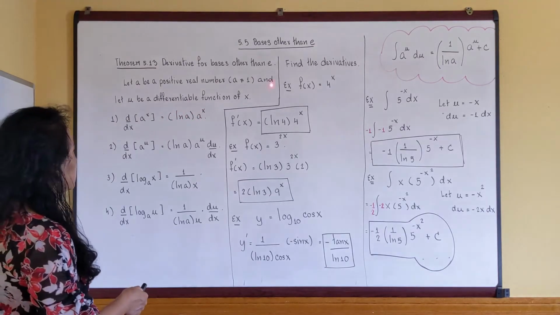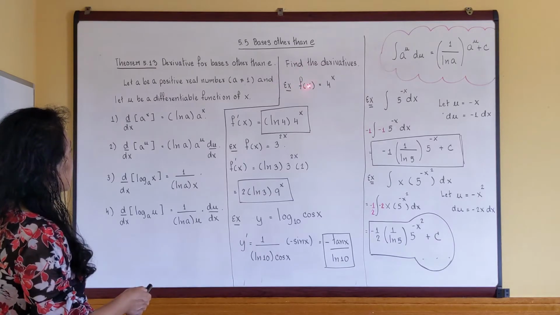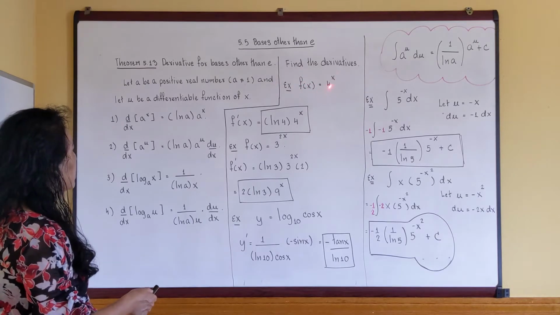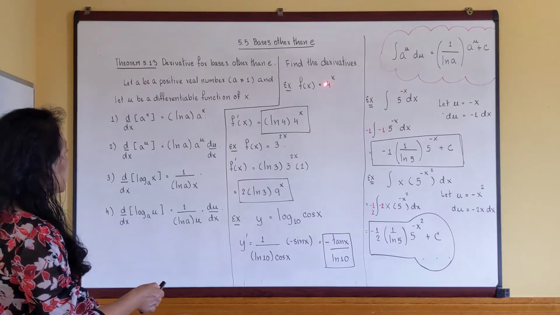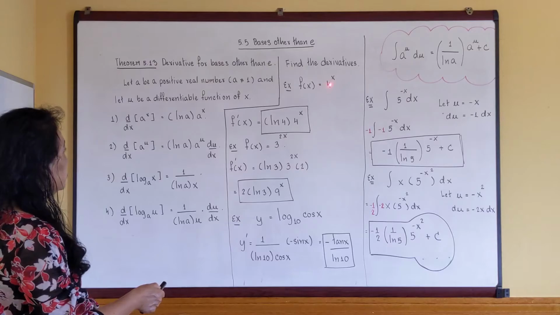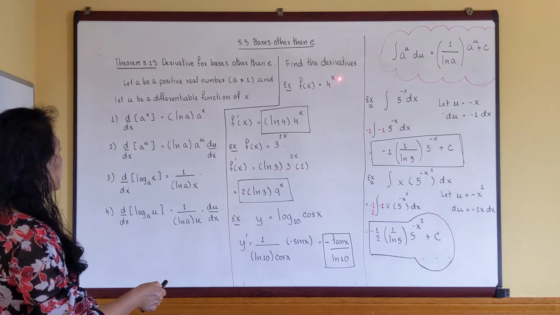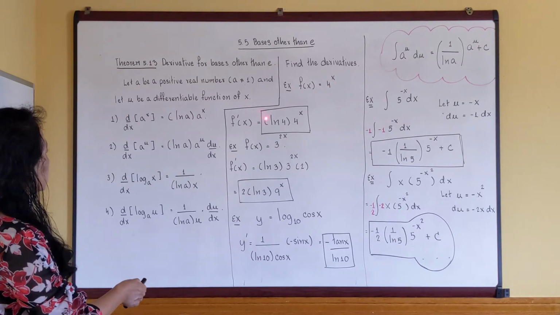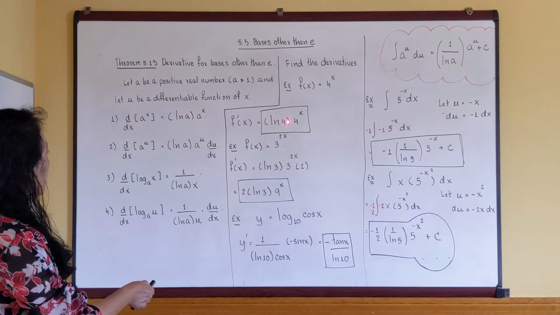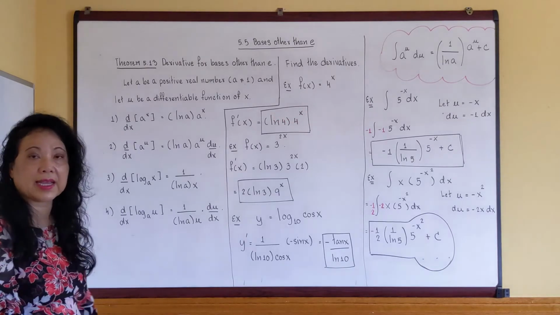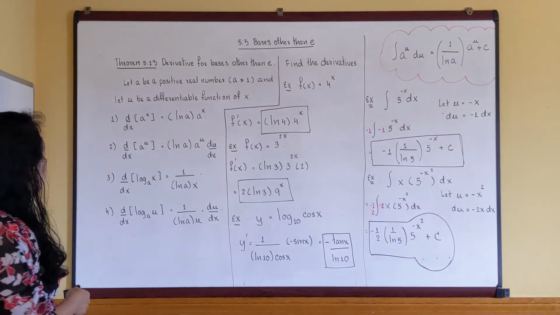Now let's look at my first example. I have f of x equal to 4 to the x. They want you to find the derivative. Your a here is 4, which is a positive real number not equal to 1, raised to the x. So it's going to equal ln 4, which is the a from the theorem, times 4 to the x. So ln 4 times 4 to the x. Let's look at the second one.